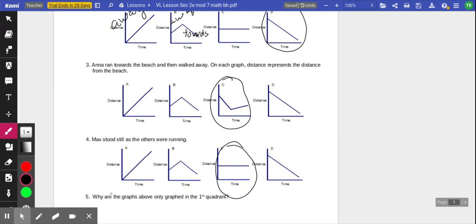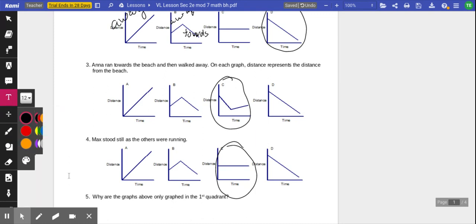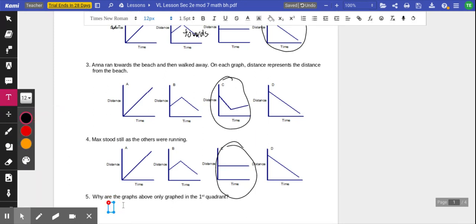Okay. Why are the graphs above graphed in the first quadrant? Because we can't have negative time. And we also can't have negative distance. If we go in a different direction, we're not going negative. I don't say I go negative 20 miles to Mexico. I just say I'm going 20 miles. So here, both distance and time cannot be negative.